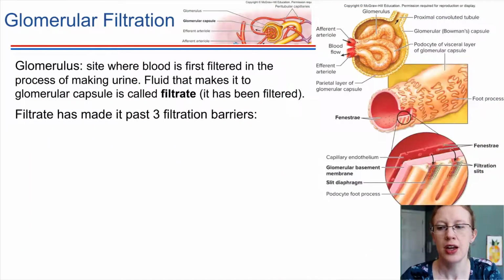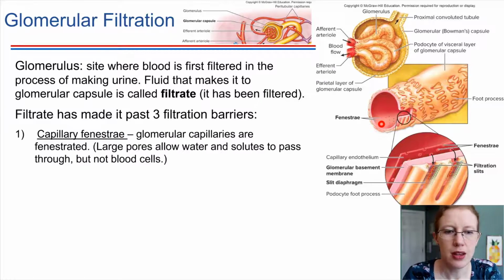Filtration begins at the glomerulus. The glomerulus has a very characteristic wall structure in those capillaries. It has 3 layers. Each layer does a specific role in the filtration process. The first layer, on the inside lining of the capillary, has a whole bunch of pores. They're called fenestrae. And so we say that the capillaries are fenestrated.